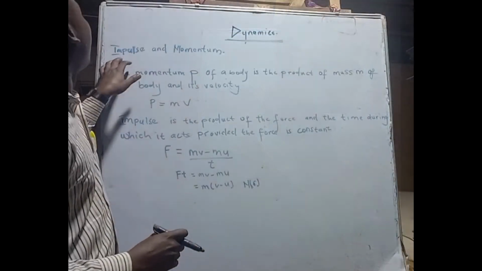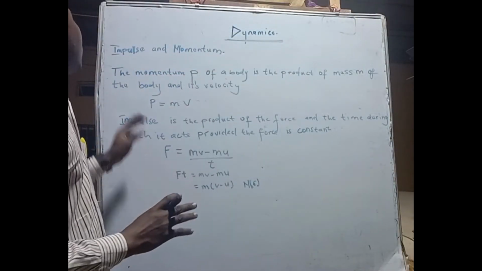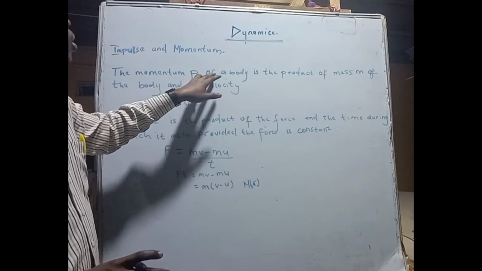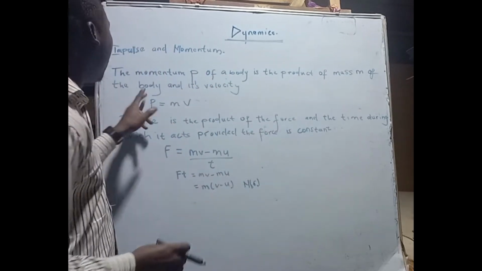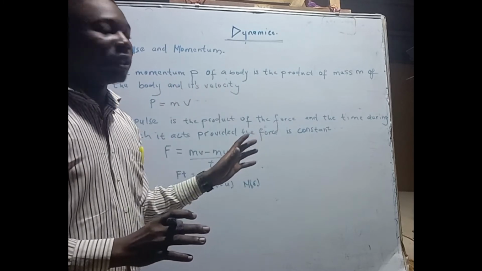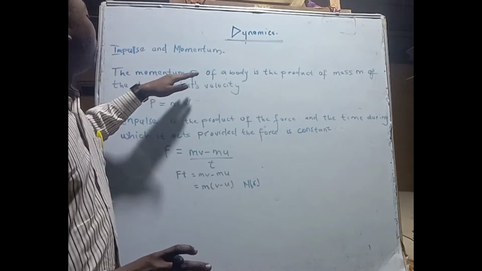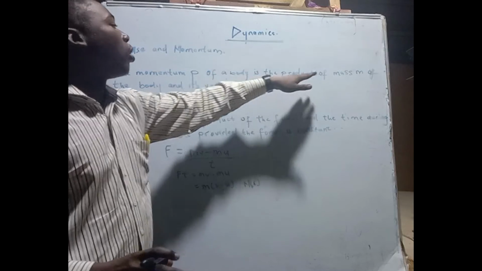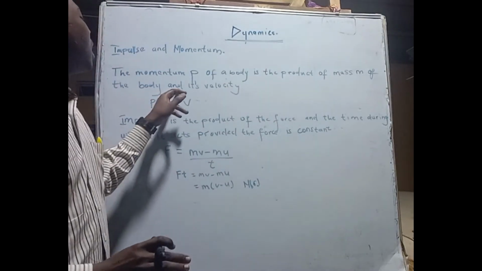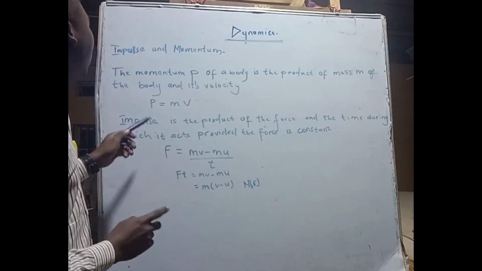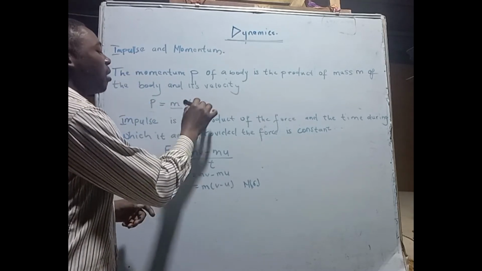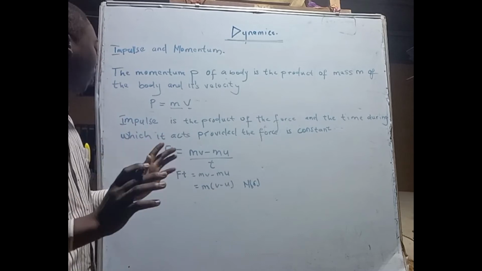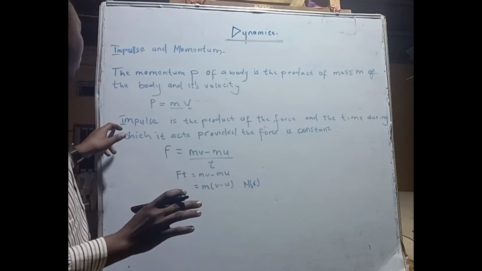So impulse and momentum. The momentum P of a body is the product of mass m of the body and its velocity. So what I was just trying to say, the momentum P is equal to the product of the mass and the velocity of the body. That one is simple. So impulse now, straight to impulse.